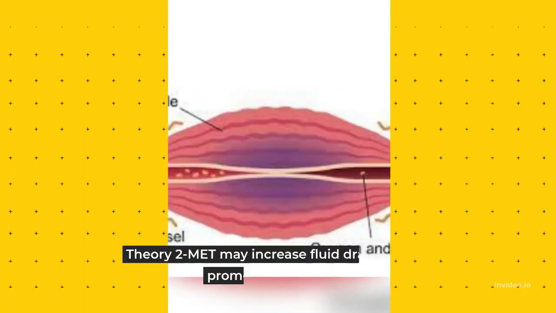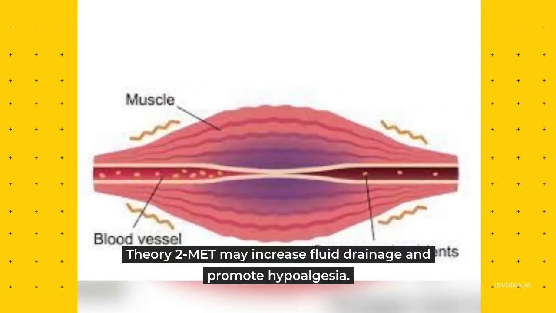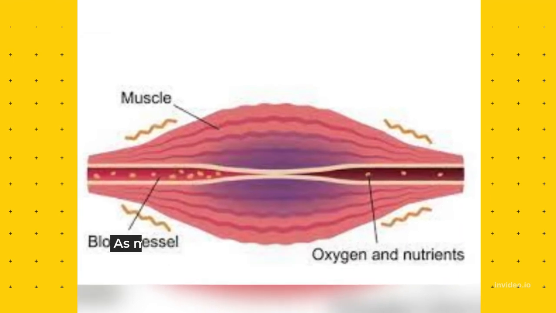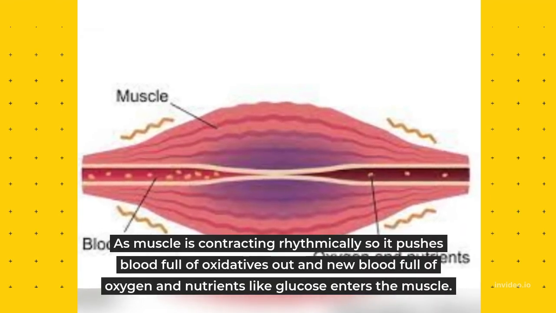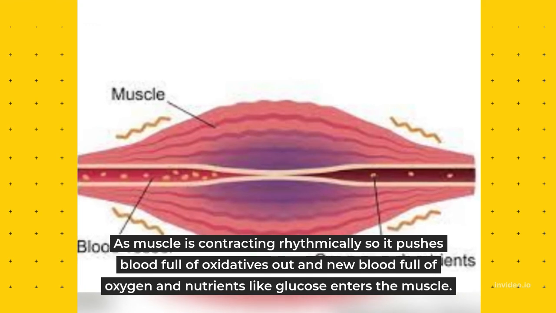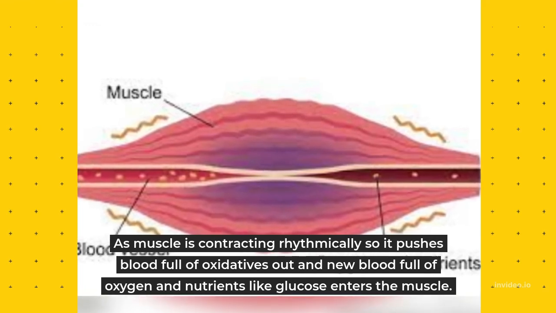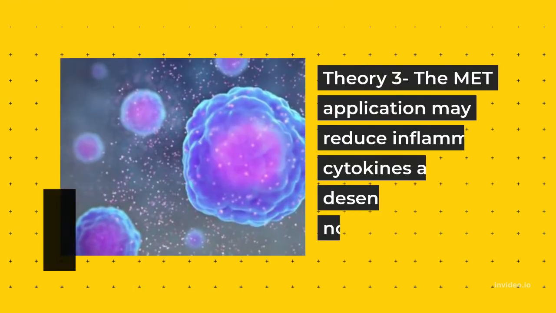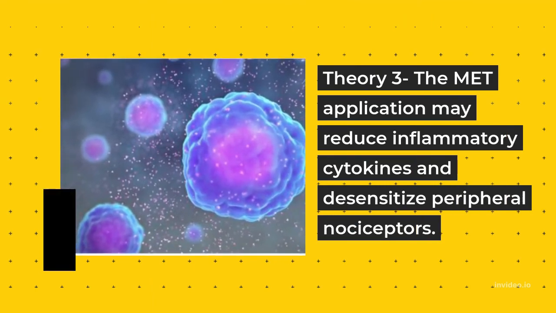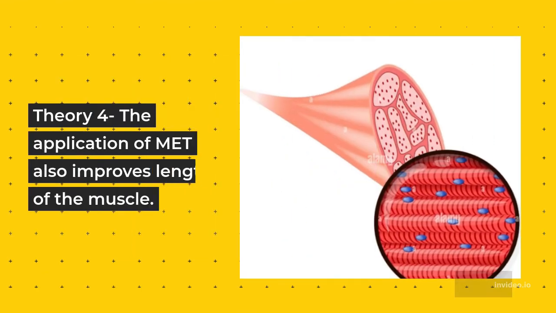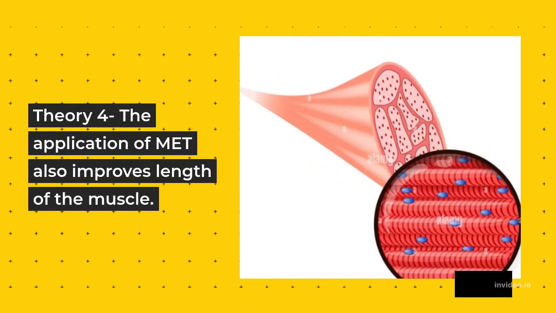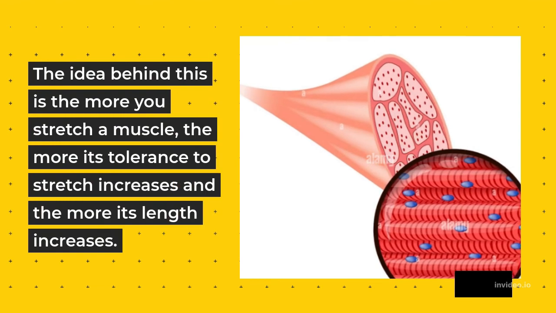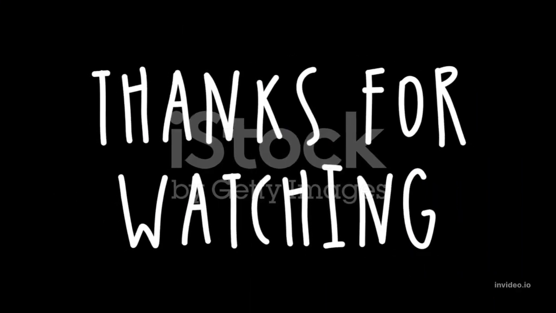Theory 2, MET may increase fluid drainage and promote hypoalgesia. As muscle is contracting rhythmically, it pushes blood full of oxidatives out and new blood full of oxygen and nutrients like glucose enters the muscle. Theory 3, the MET application may reduce inflammatory cytokines and desensitize peripheral nociceptors. Theory 4, the application of MET also improves length of the muscle. The idea behind this is the more you stretch a muscle, the more its tolerance to stretch increases and the more its length increases. This was it for today.